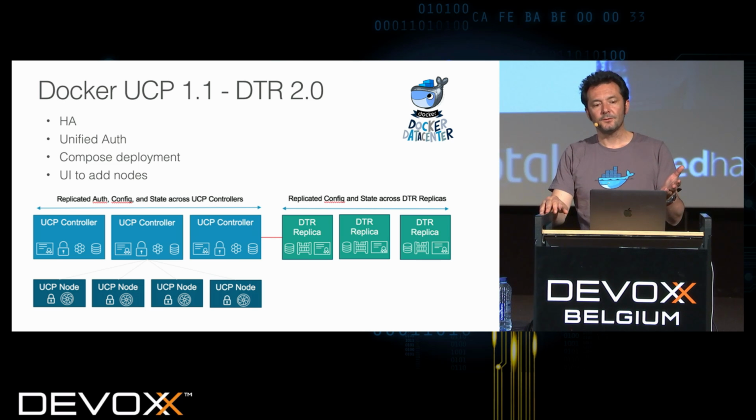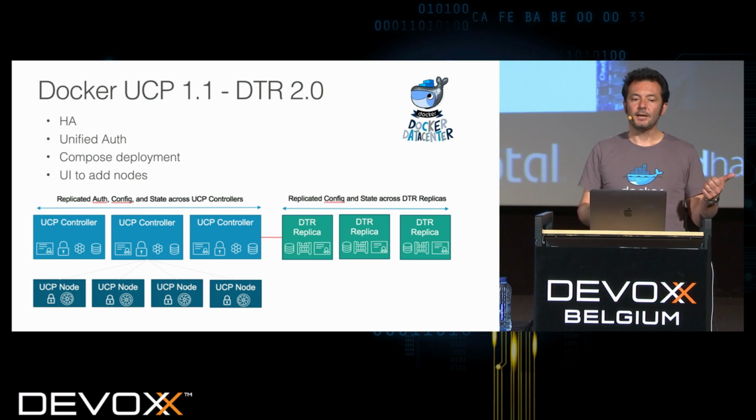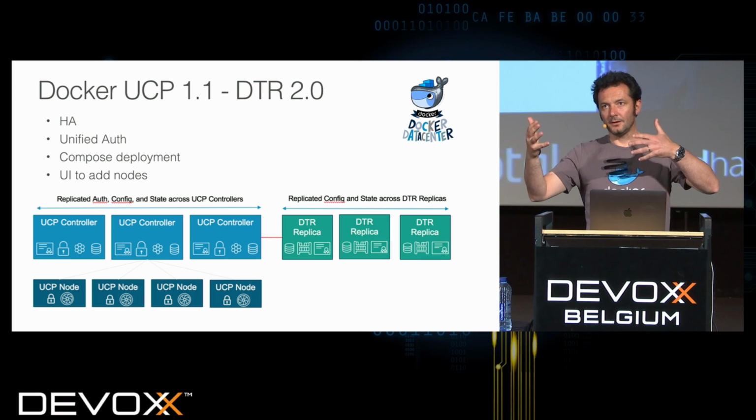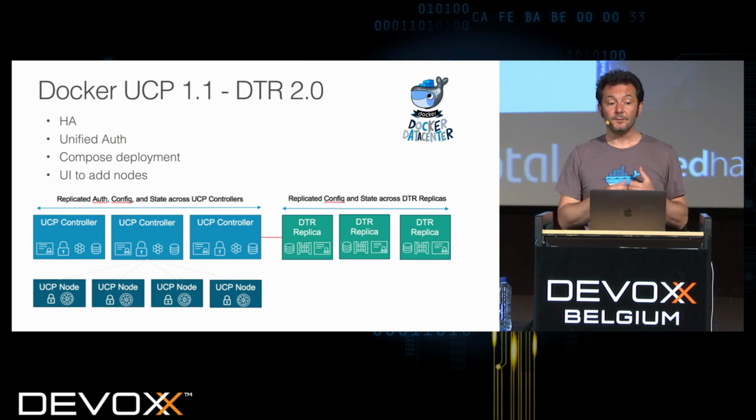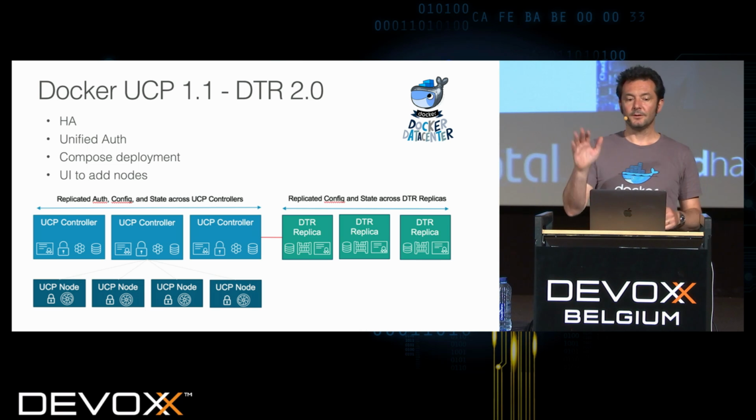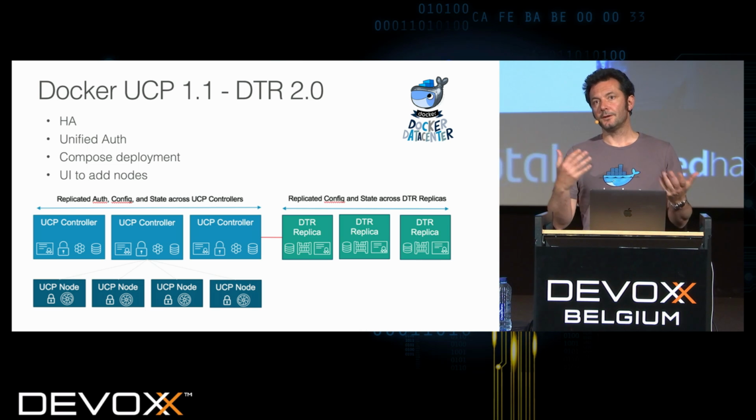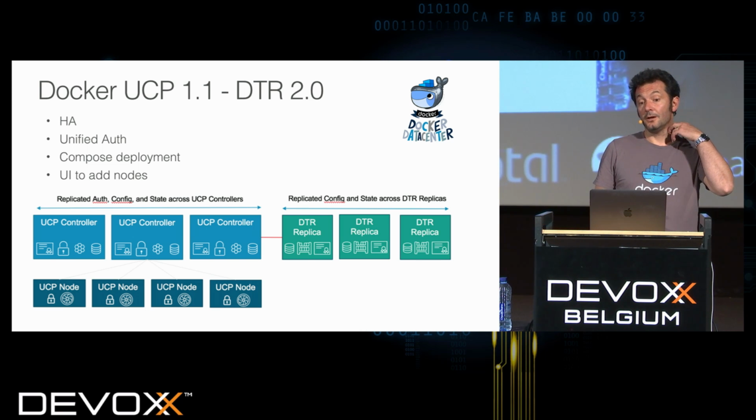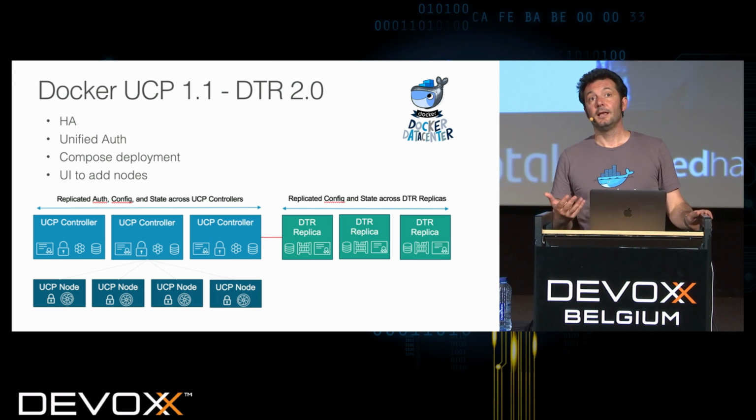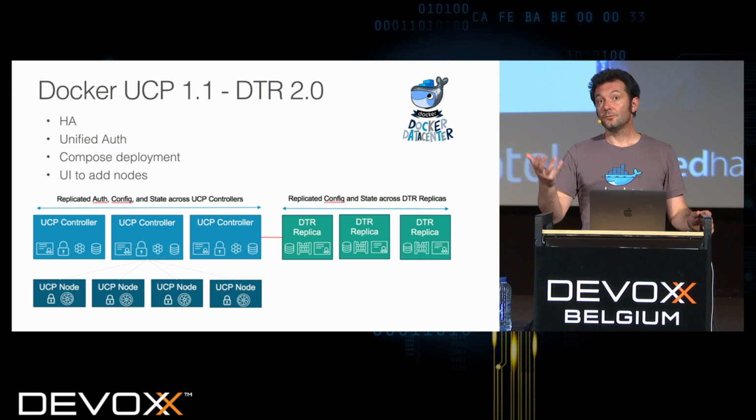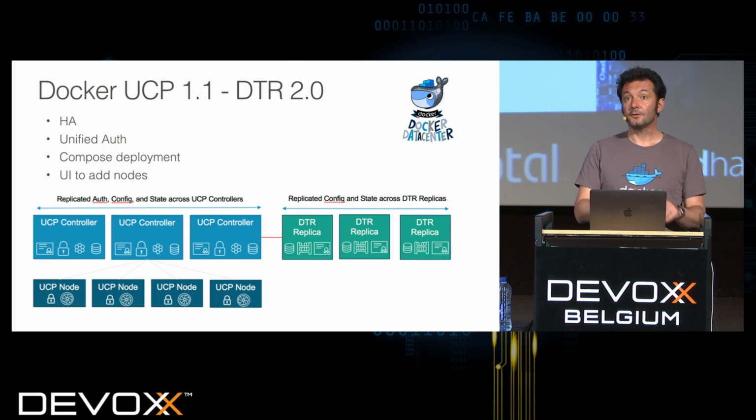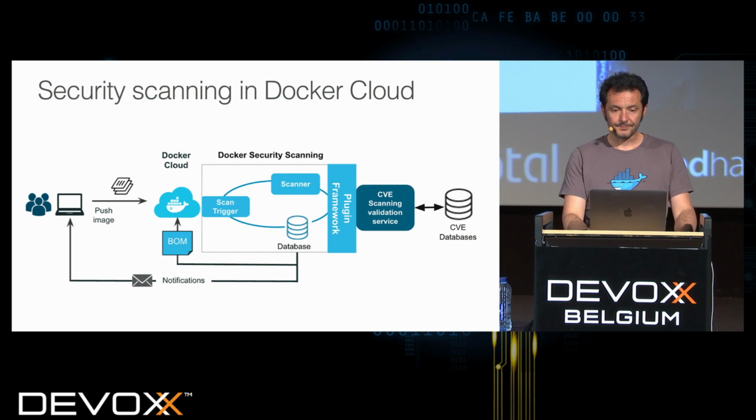In UCP 1.1 and DTR 2.0, they added HA, unified authentication between Docker Trusted Registry and UCP, the ability to do compose deployments directly in the UI, so you just paste your compose file and you can deploy it, and a user interface to add new nodes to the swarm. What's new in the beta for UCP 2.0 is that it's now based on Docker 1.12 and swarm mode, so you can do a Docker deploy like I showed you before.